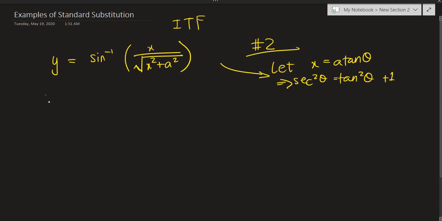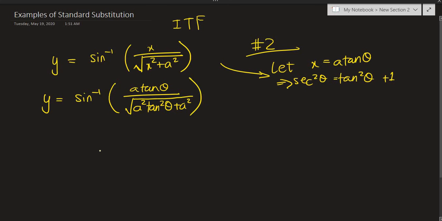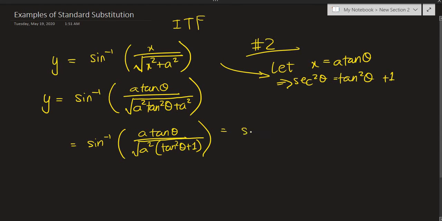So we're going to have y equal this inverse sine of, well, what's x? A times tan theta divided by the square root of a squared tan squared theta plus a squared, and we end up with the sine inverse of a times tangent of theta divided by, well, we can take the a squared common. We'll have tan squared theta plus 1 under a root now, and that's going to give us sine inverse of a times tan of theta divided by, well, tan squared theta plus 1 is secant squared theta, right? We established that fact. We're going to have a squared secant squared theta.